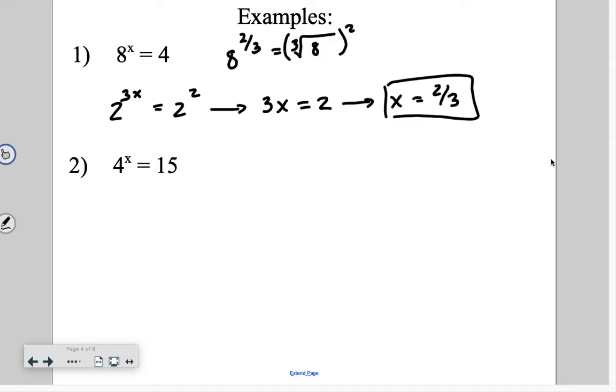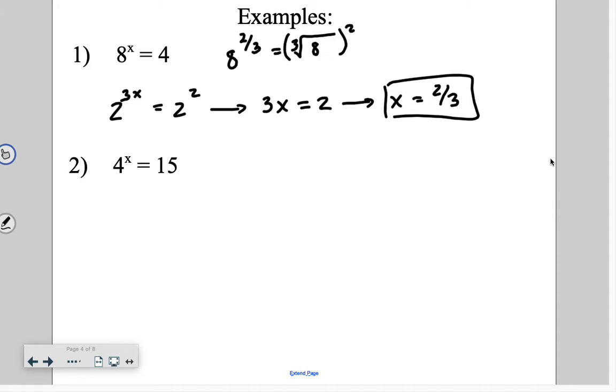So 4 to the x equals 15. 4 and 15 are not powers of the same base. So in this scenario, we go to the other option, okay? Which I had said isolate the exponential part. Well, the 4 to the x is already by itself, so we're already past step number 1. There's nothing left to isolate, which means let's change this into logarithmic form. Okay? If you remember earlier in the chapter, we went back and forth between exponential and logarithmic. Here's where it's coming into play.